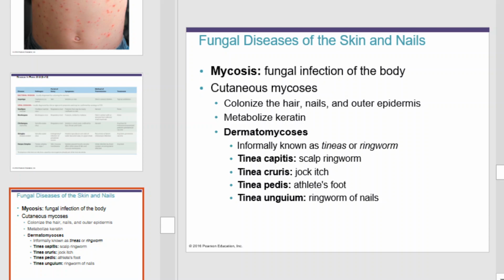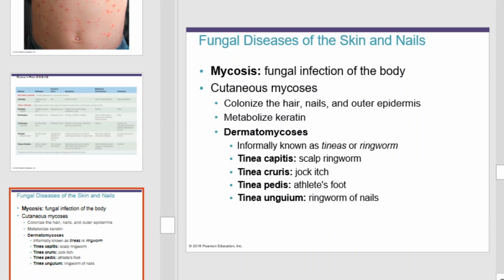Fungal diseases of the skin and nails. When talking about fungal diseases, we describe them by using the word mycosis. Mycosis is a fungal infection of the body. You can have cutaneous mycoses, which colonize the hair, nails, and outer epidermis.